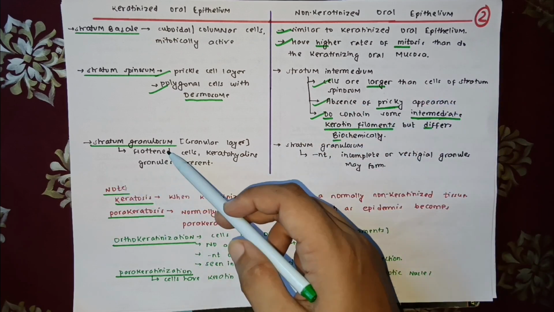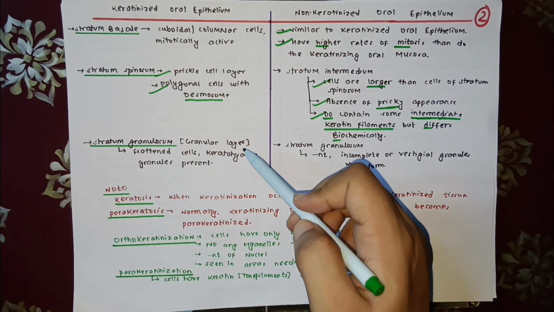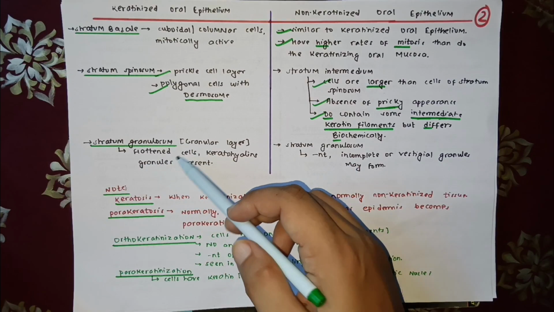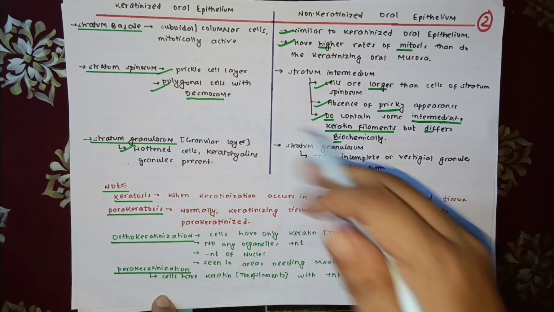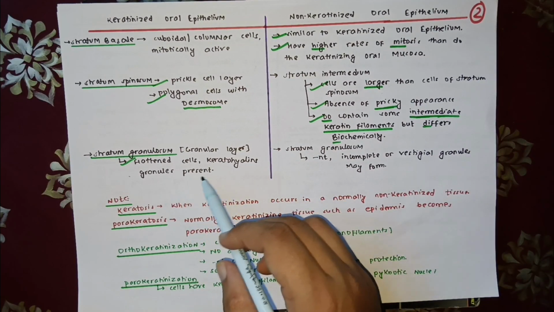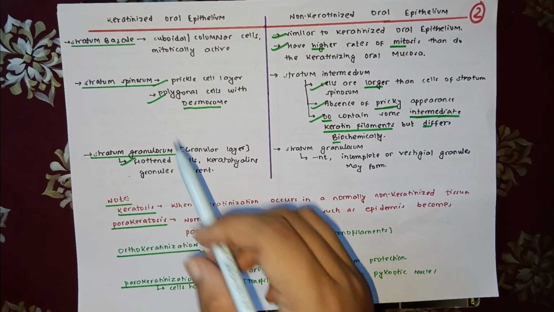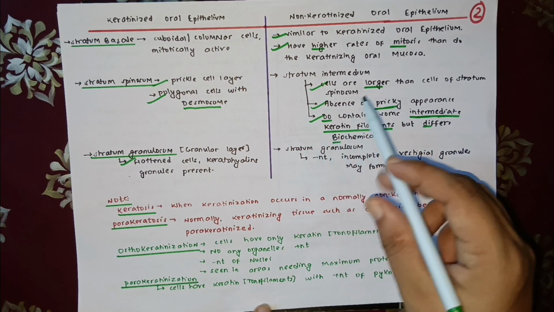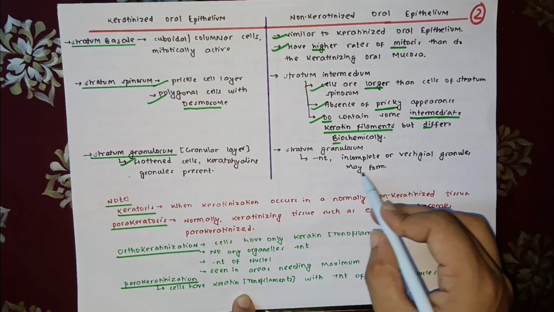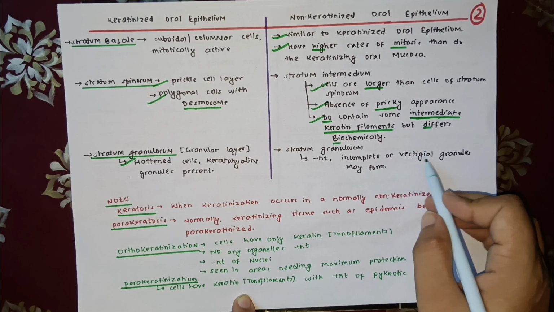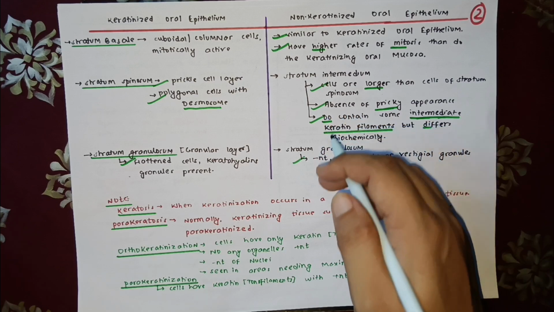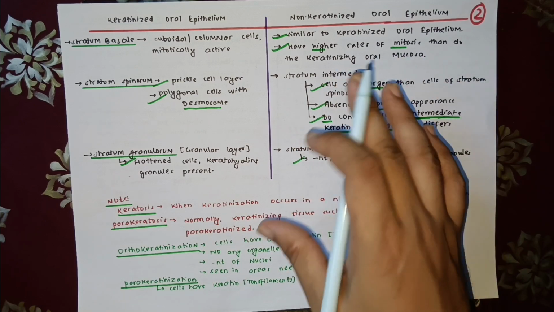After that, the stratum granulosum, the granular layer. Flattened cells with keratohyalin granules are present in the keratinized oral epithelium. In the non-keratinized epithelium, the stratum granulosum is absent, and incomplete or vestigial granules may be seen. So we have covered the proper difference between keratinized and non-keratinized oral epithelium.